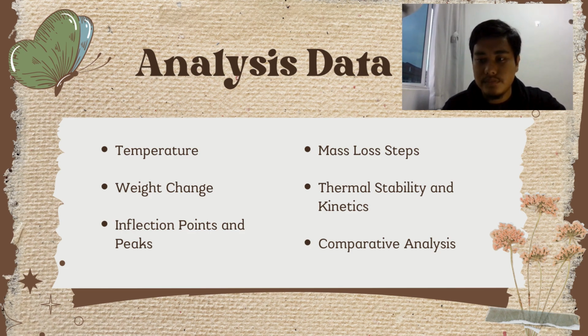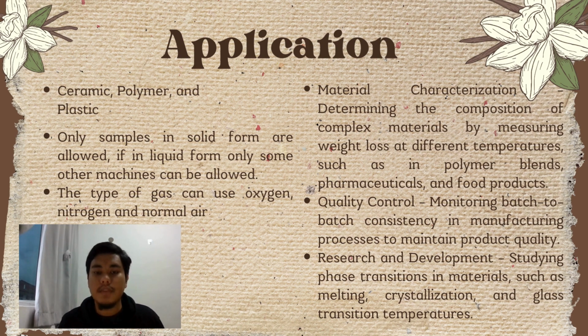Application. Only certain materials can be used in the TGA machine, which are ceramic, polymer and plastic. Only samples in solid form are allowed. If in liquid form, only some other machine can be used. The types of gas that can be used are oxygen, nitrogen and normal air.